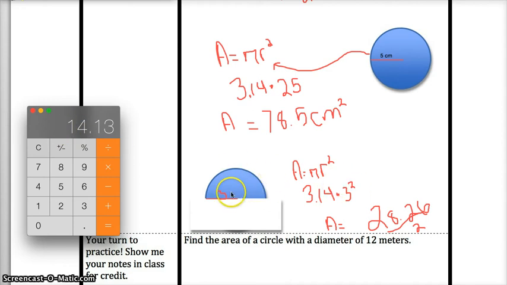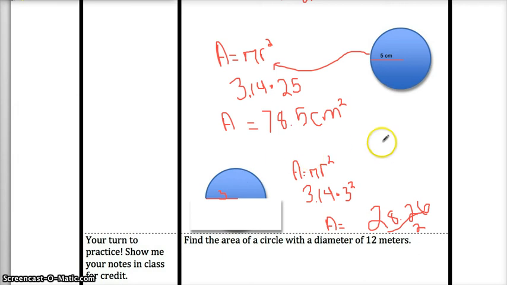And let's say that these are inches again, so we'll say inches squared. Okay, so 14.13, ooh, that's a 3, inches squared. All right, so here's your final answer for that problem.